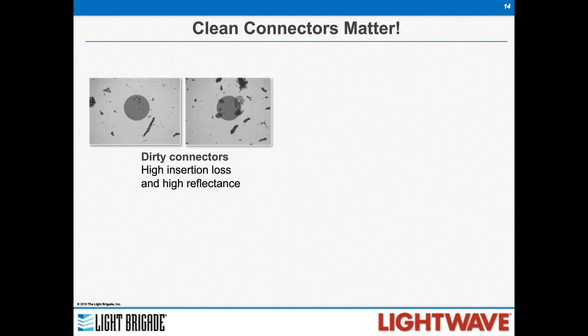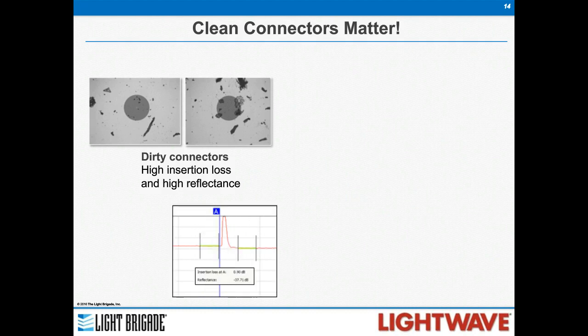So we put them together, and this will be a little bit of an eye chart for you, but we mated them, we measured the loss, and we got 0.9 dB loss, and then minus 37.7 reflection on that mated pair. So not a great connection, not something I'd want to put in my network.